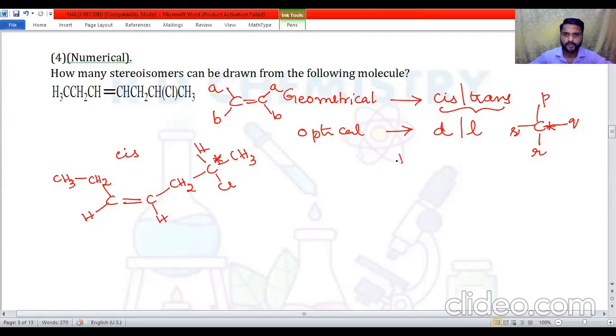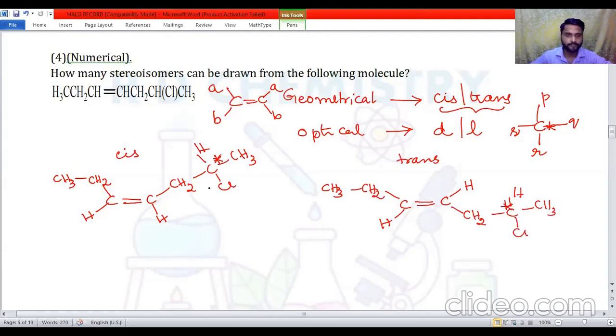So I can also write the trans isomer, that is, a carbon-carbon double bond. Now the hydrogens should be on opposite sides. If the similar groups are on the same side, cis. If they are on opposite sides, trans. Then the remaining group, a CH3, then a CH2. Here we have a CH2, then a CH, CH3, and a Cl. This is the asymmetric carbon atom.